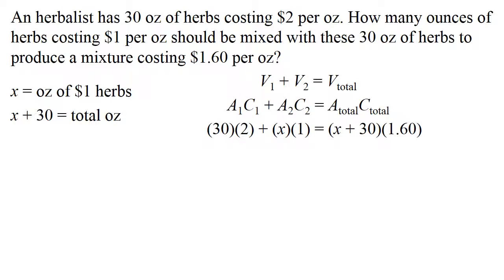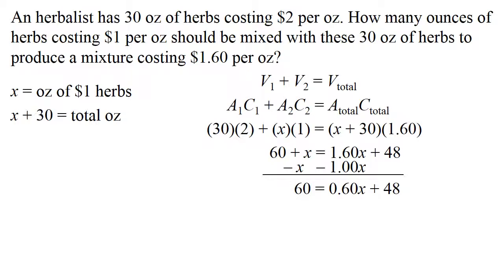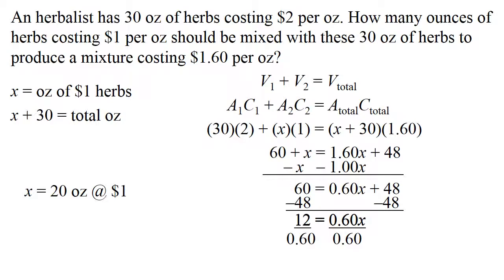On the right hand side, distribute that 160 to the X and the 30. So we get 60 plus X equals 160X. We only want one X on one side, so subtract that X. Now keep in mind the coefficient of X is 1, or 1.00. So we're going to subtract 1.00X from 160X and get 0.60X. Now we're going to get that variable by itself. So get rid of the constant, 48, and then get rid of the coefficient, divide both sides by 0.60, and that's going to give us 20 ounces of herbs at $1.